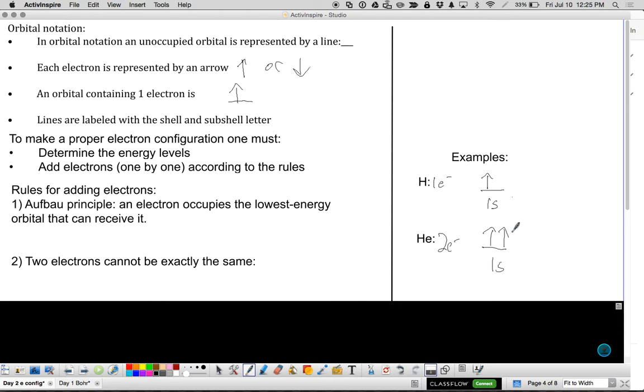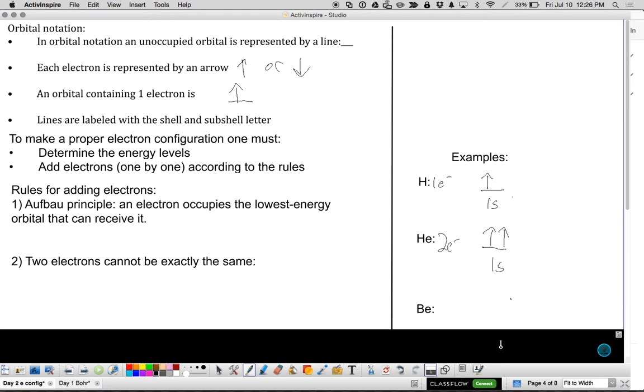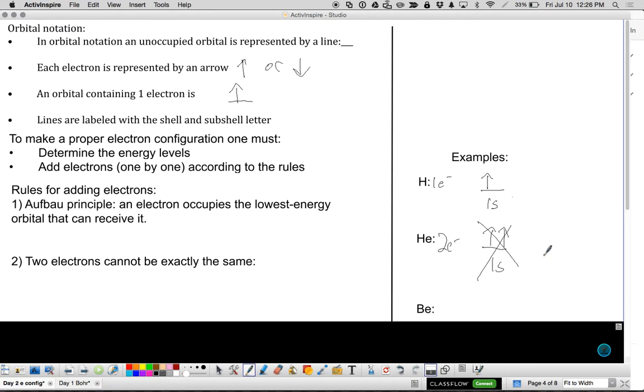So the up and down arrows actually represent something called spin. Electrons spin about an axis a lot like the Earth does, okay? And they could spin clockwise, or they could spin counterclockwise. And the way that we get around this, two electrons cannot be exactly the same, is we don't do this, but instead we do one spinning one way, let's say the up way or clockwise, and one spinning the other way, counterclockwise, okay? Now these electrons aren't exactly the same. They're spinning different directions.